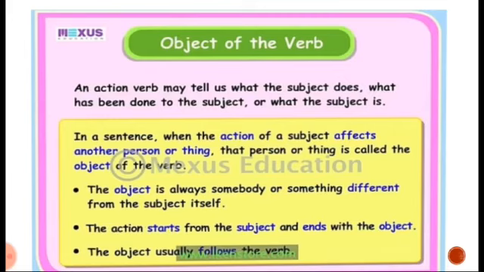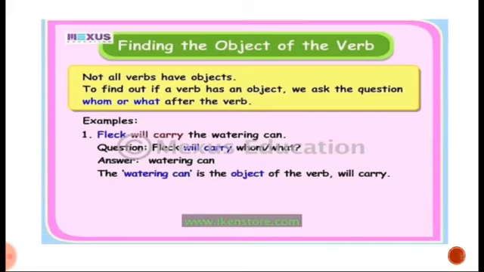And the object is usually preceded by the verb. Now, how can you find out whether it is the object or not? If you want to see whether the verb has an object, you have to ask the question what or whom after the verb.